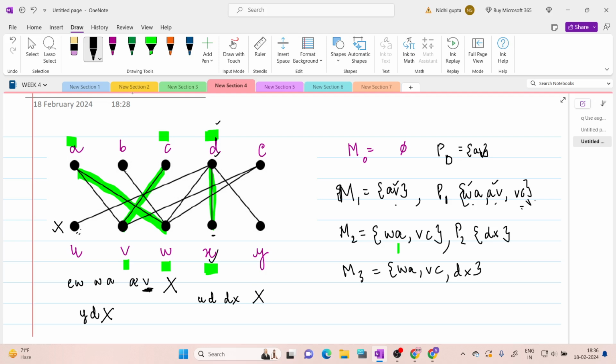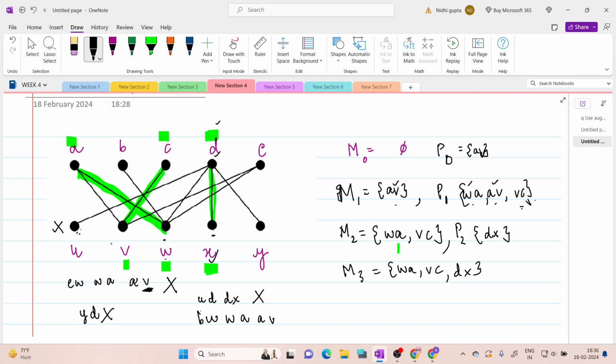Now similarly you check for B. For B there is just one option. It should go to W. It cannot end at W because it is already matched, so it has to go on a matched edge, from BW to WA. Now it cannot end at A, so the other possibility is it has to go to AV.